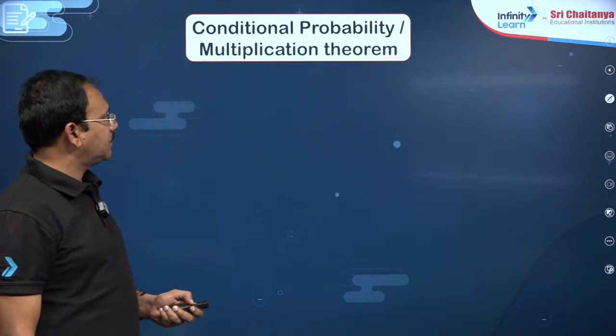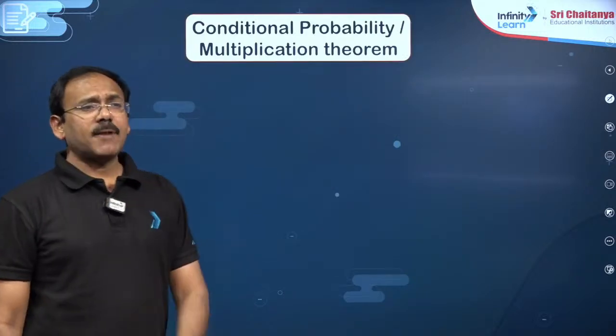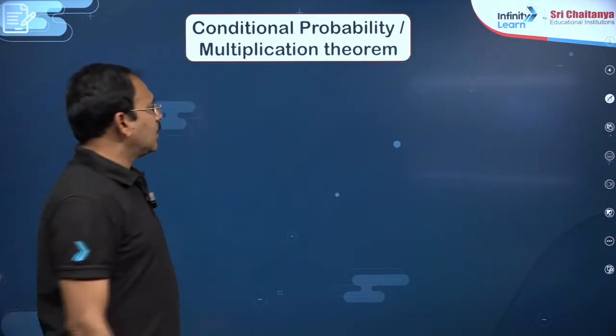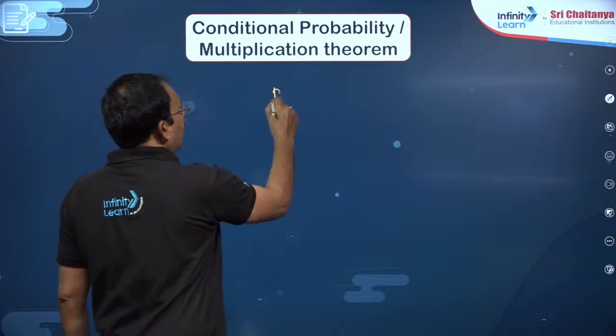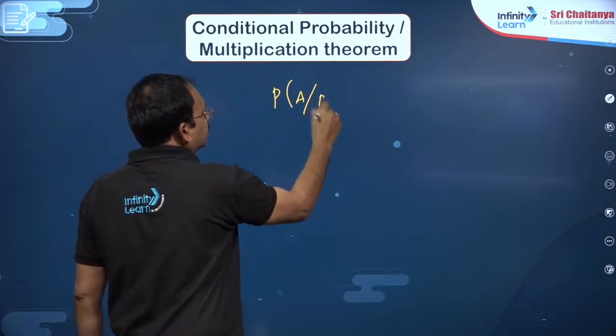Okay. Next, you see conditional probability in the sense, my dear friends, you see P of A given B.